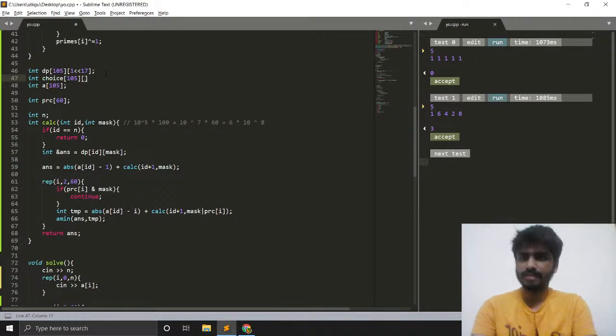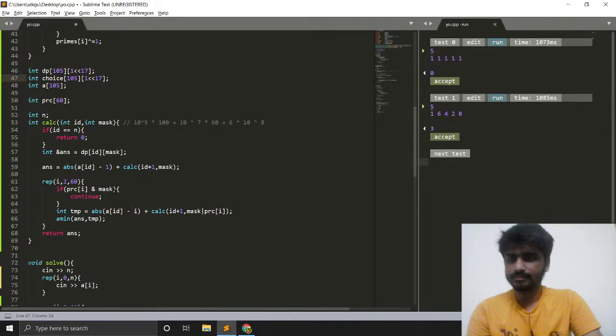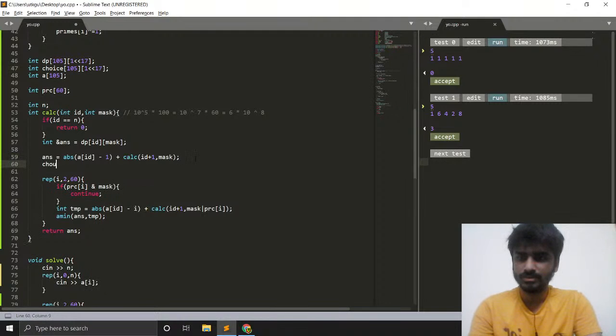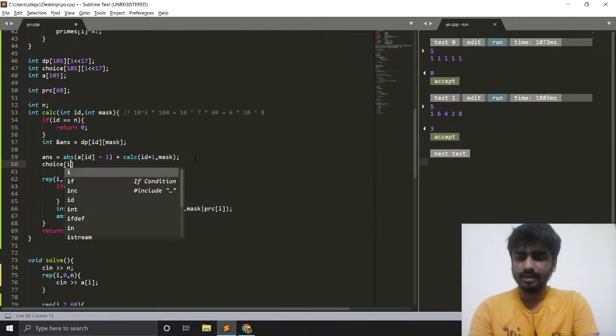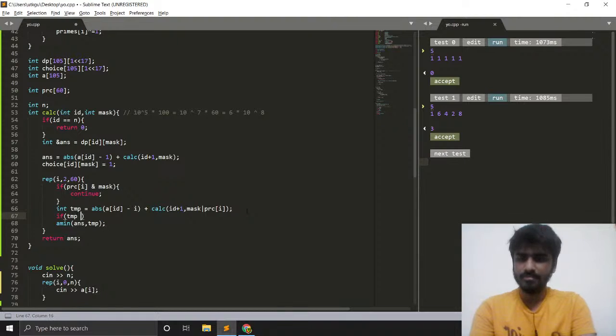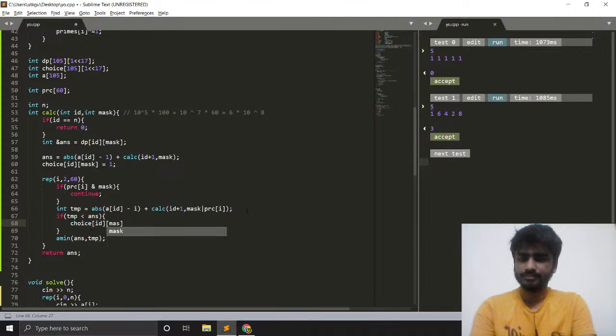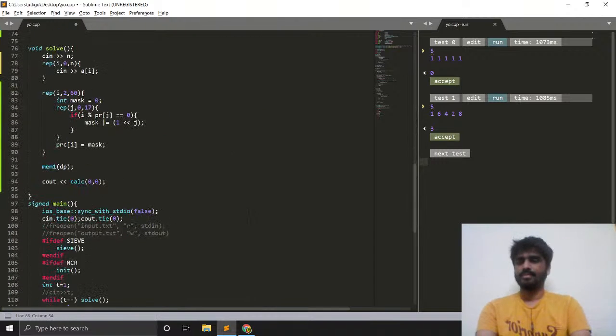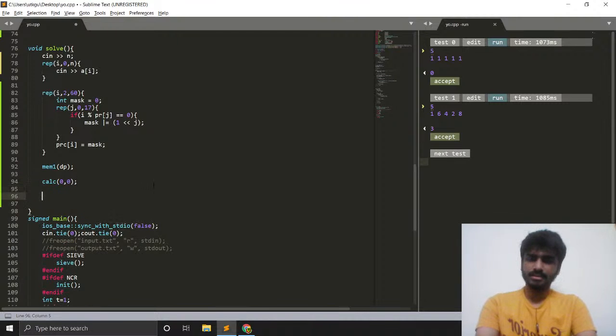I need the correct choices, right? At each step. So the correct choice at ID comma mask is to pick one. But at any step, if temp is smaller than answer, then the correct choice becomes equal to I. Now using these choices, I will regenerate the answer.